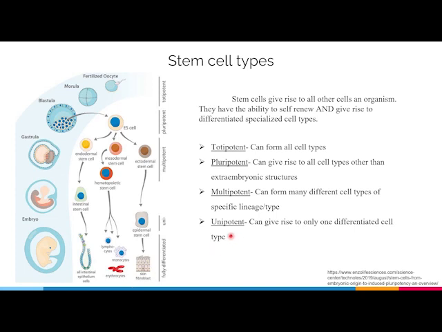And finally, we have unipotent. It can give rise to only one differentiated cell. So a unipotent stem cell, for example epidermal stem cells, can only form one cell type, but they can also self-renew. That is why they are known as unipotent stem cells. So these are the different types of stem cells.